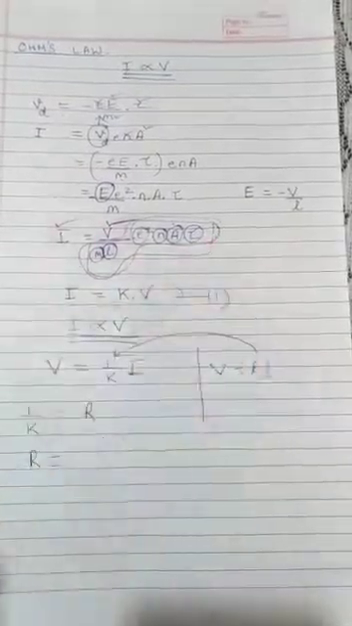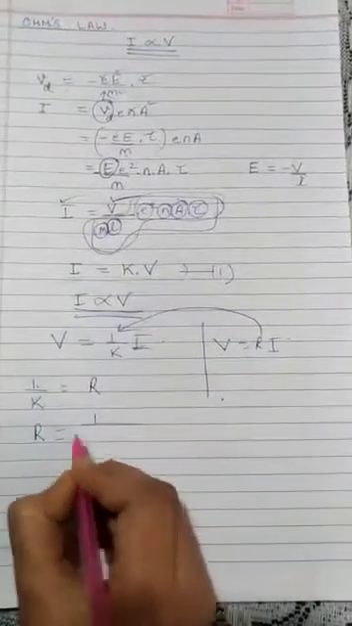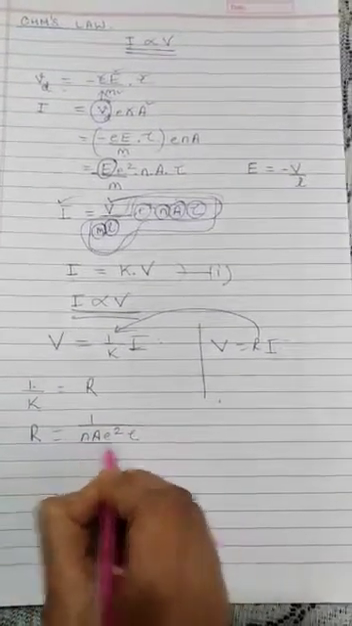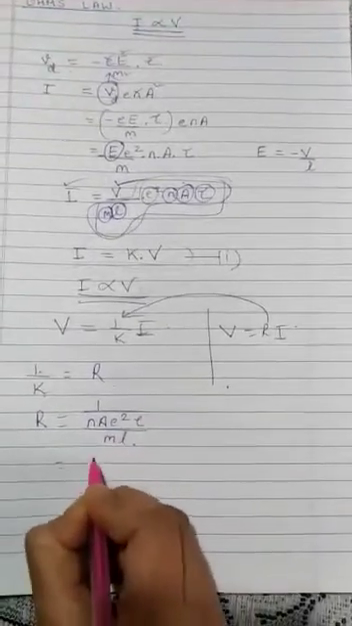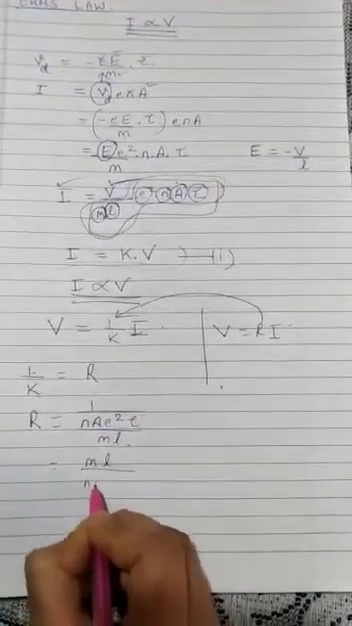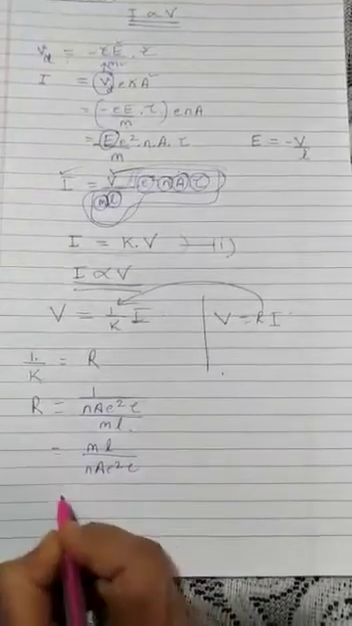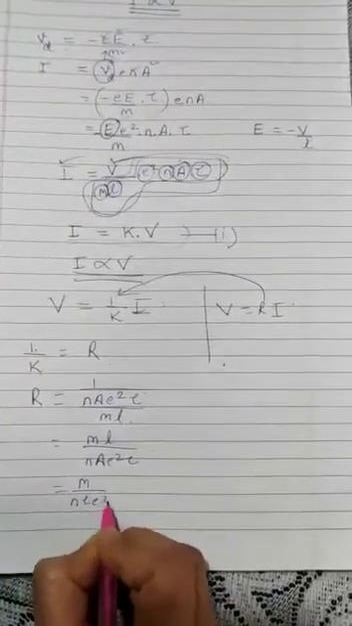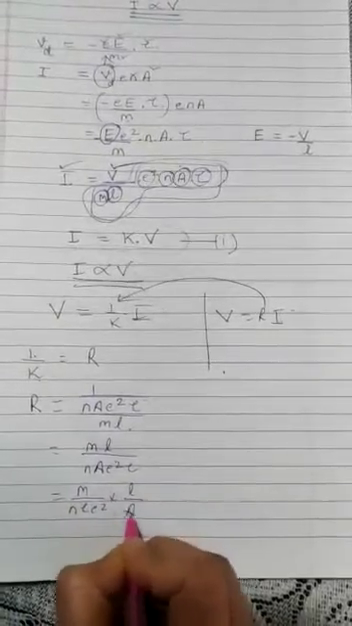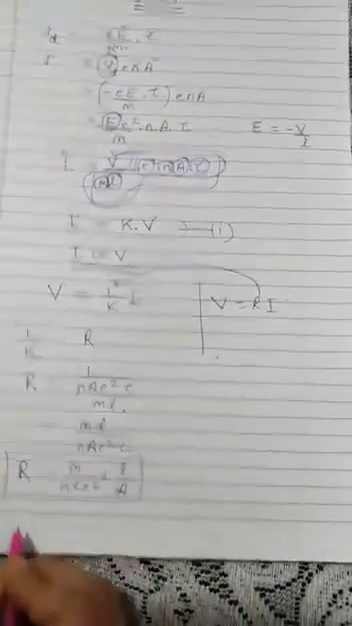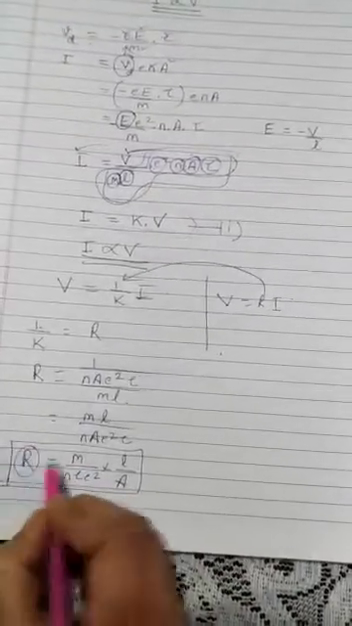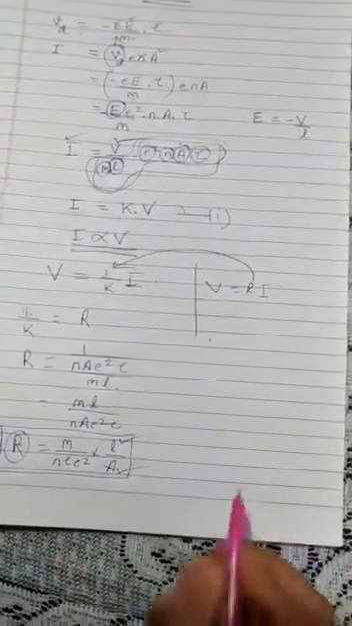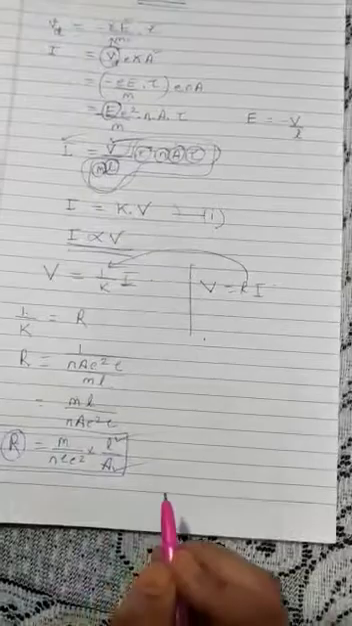So this entire term is the K. So R will be 1 by n A e square tau by m L, or R is m L by n A e square tau. If we write it properly, rearranging, m by n tau e square into L by A. Now here you get one more thing. You know that resistance of a conductor is directly proportional to the length and it is inversely proportional to the area of cross section of the conductor. That also will be verified from this expression here.